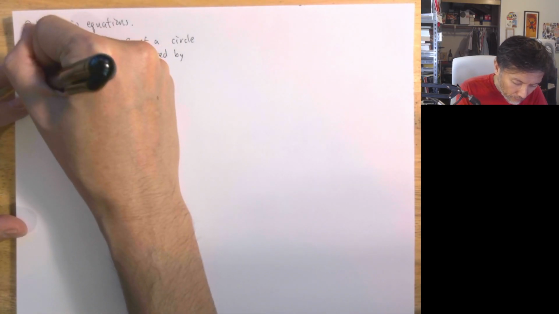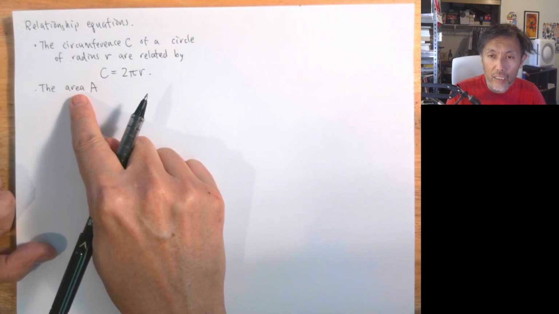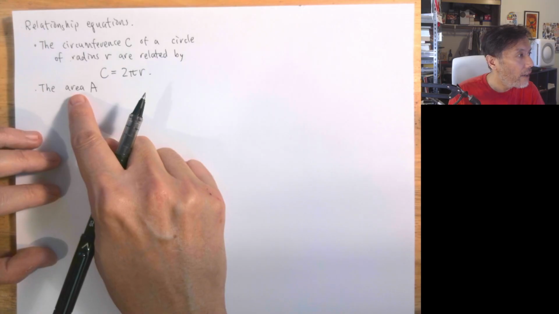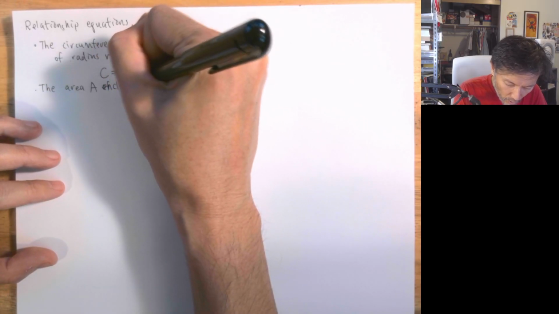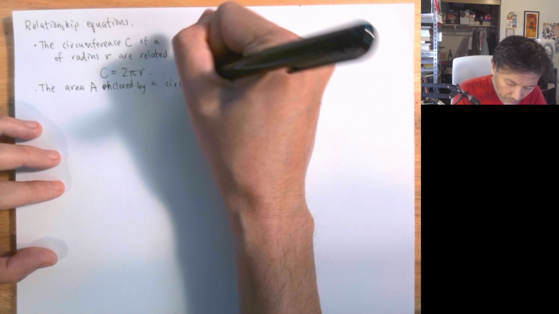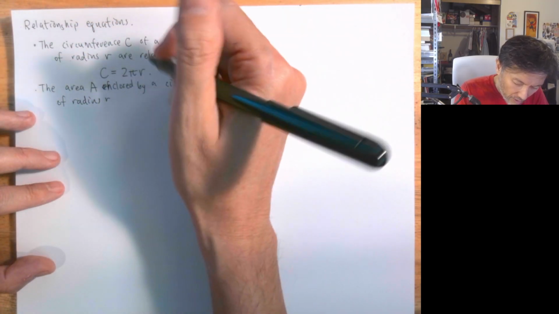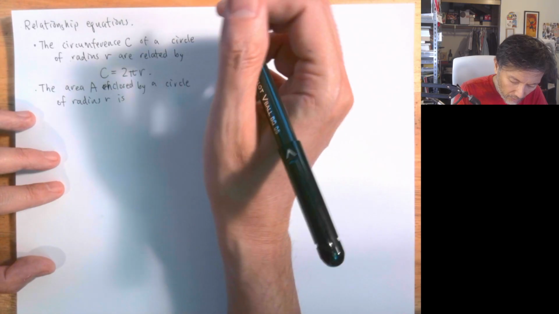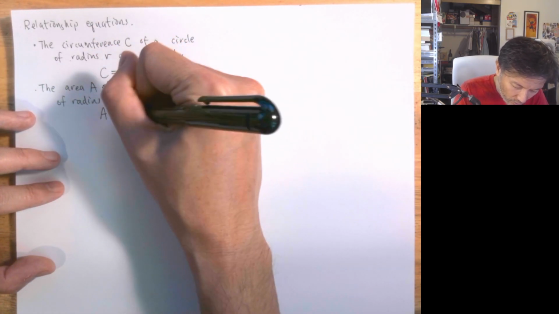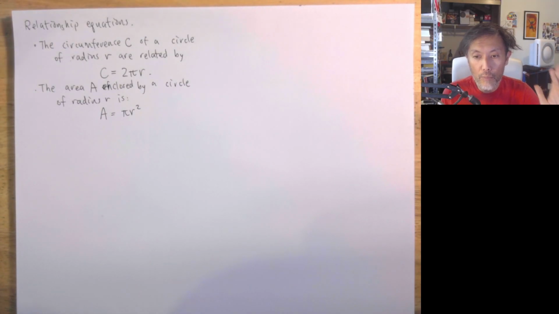Similarly, the area, which we might denote A. Why A? Because A is the last letter of the word circumference. That's why. The area A enclosed by a circle, again, of radius r, is given by the relationship equation A is equal to pi r squared. Again, nothing that you haven't learned previously. You might not know why that's the case, but it is. Okay?